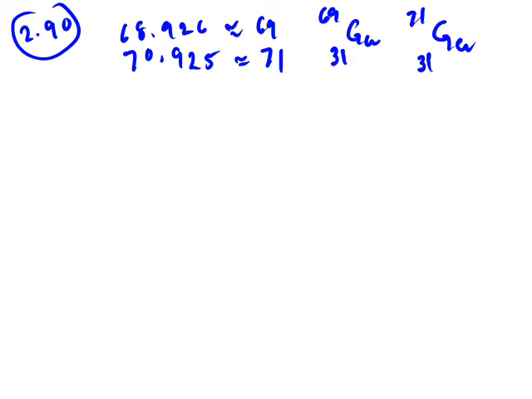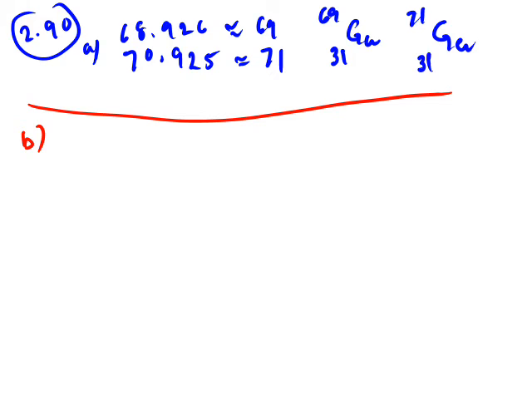So we're done with part A. Let me double check. This is number 90. Yes, so we're done with part A. Let's work on part B. They gave the average mass, which is 69.72. So the average mass of gallium, which is the average over all isotopes of gallium, is 69.72.